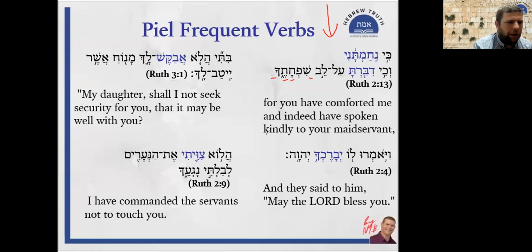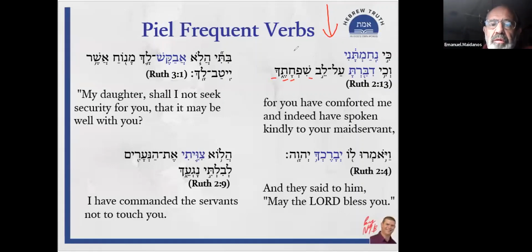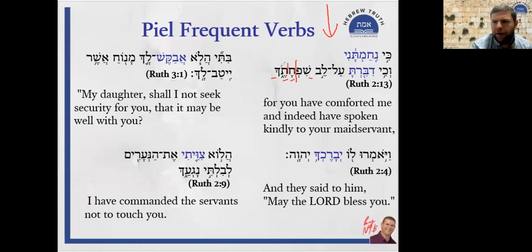Right. We have 1, 2, 3, 4 vowels, which means how many syllables do we have? 4. Exactly. Very good. Shifratecha. We can see the accent under the second to last syllable. So shifratecha. Right. Ki nichamtani vedibarta al lev shifchatecha.